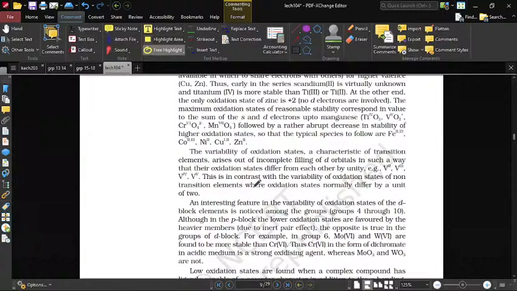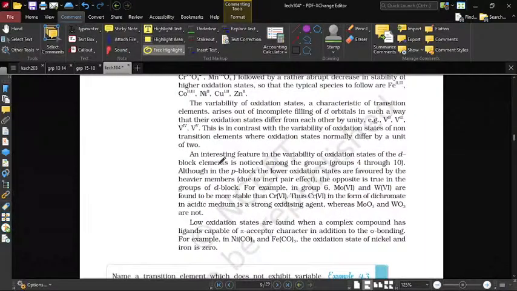This is in contrast to the variability in oxidation states of non-transition elements, where oxidation states normally differ by a unit of 2. An interesting feature in the variability of oxidation states of d block elements is noticed among the groups 4 through 10. Although in the p block the lower oxidation states are favorable for heavier members due to the inert pair effect, the opposite is true in the groups of d block.